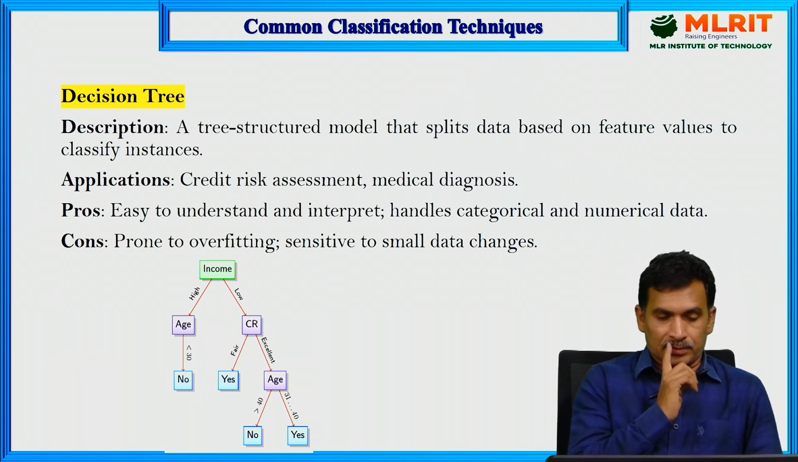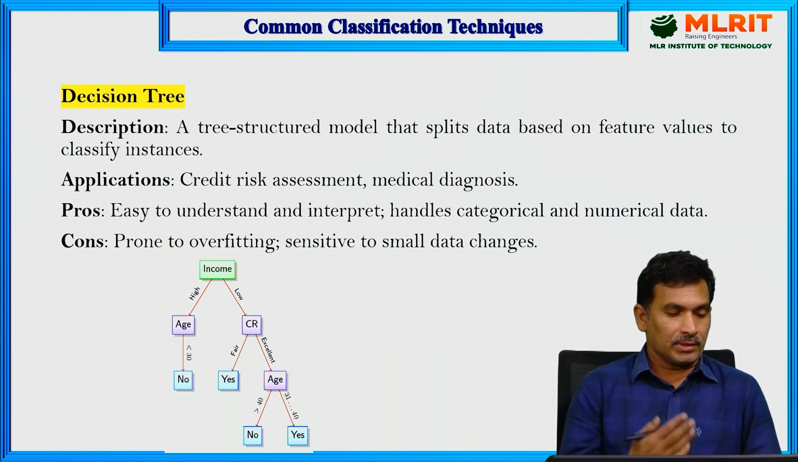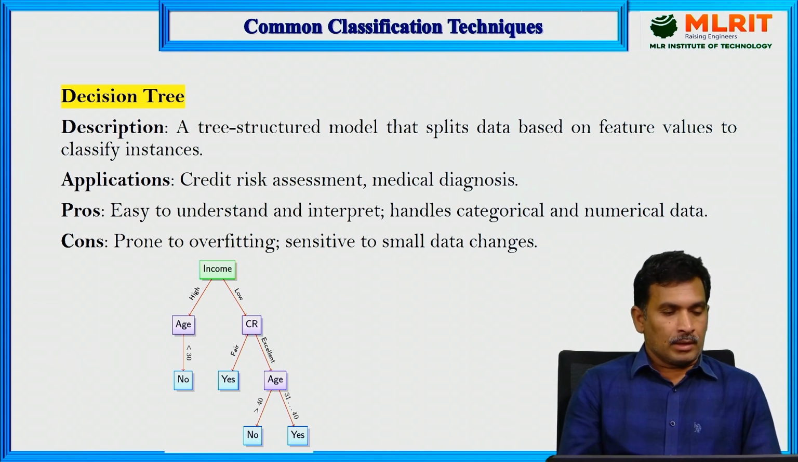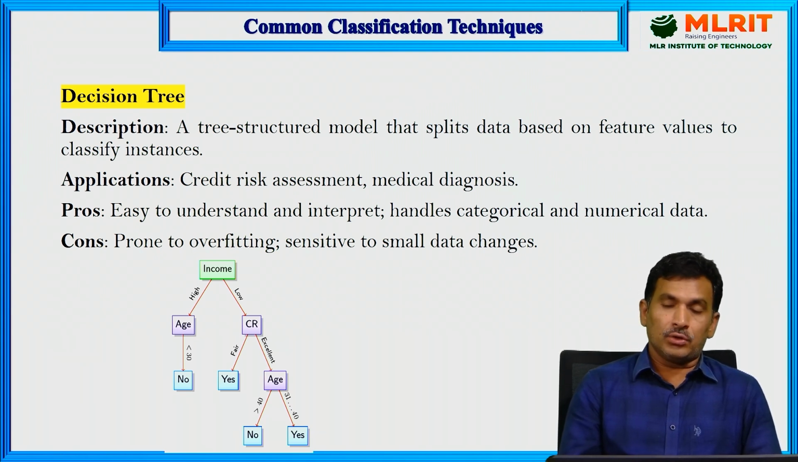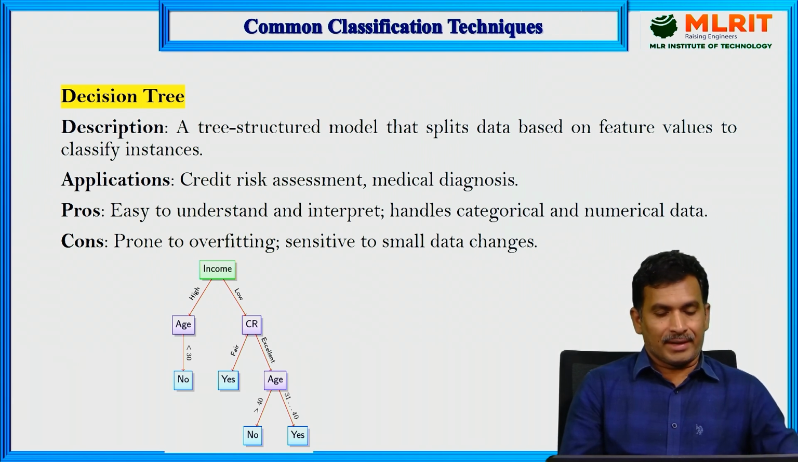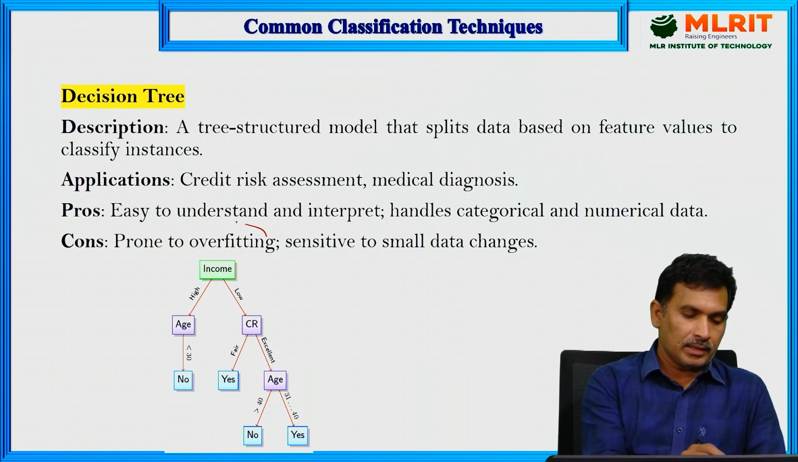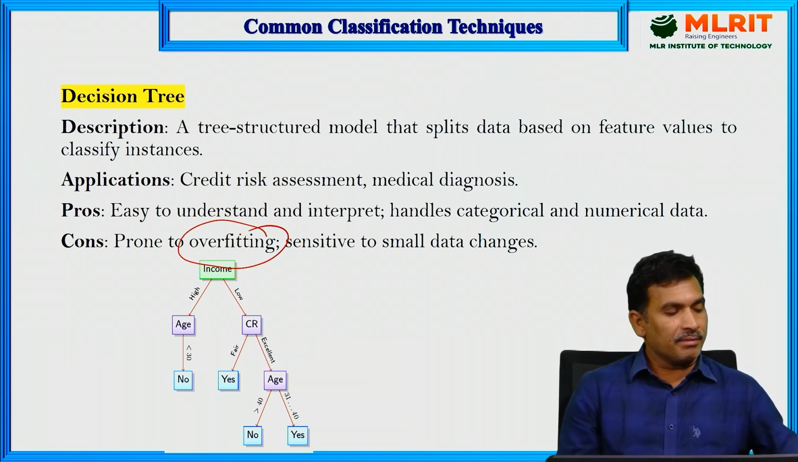Applications of the decision tree range from credit risk assessment to medical diagnosis, and we already discussed a few other examples in the previous lecture. The advantage of the decision tree is that it is very easy to understand and interpret. It handles categorical and numerical data. It is prone to overfitting and sensitive to small data changes. So I will give a brief idea about what overfitting and underfitting are.